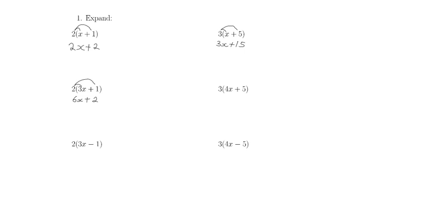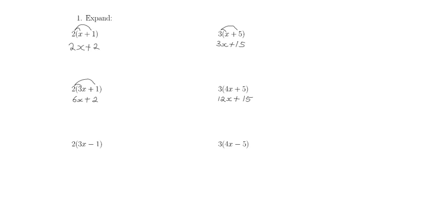Let's have a look at the next question. So here we have 3 outside the bracket and 4x plus 5 inside. We have to do 3 multiplied by 4x and 3 multiplied by 5. 3 multiplied by 4x: we do 3 times 4, and we just keep the x. So 3 times 4 is 12, and so we get 12x. 3 times 5 is 15, so the answer is 12x add 15.